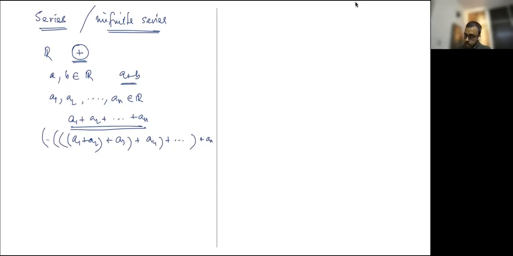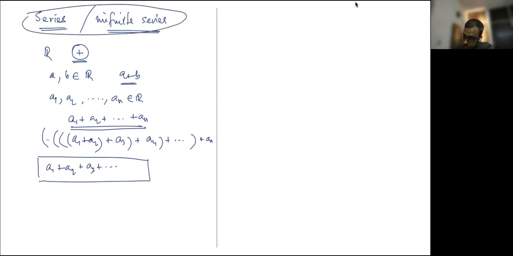Now what we'll do is we'll try to give meaning to an infinite sum. In fact, I'm sure you have used infinite sums. We applied them somewhere or the other. Now, how to give a precise meaning to this? So that is what a series is about.